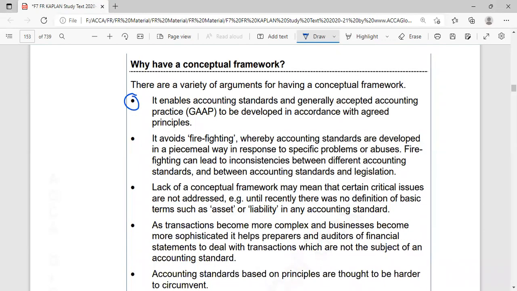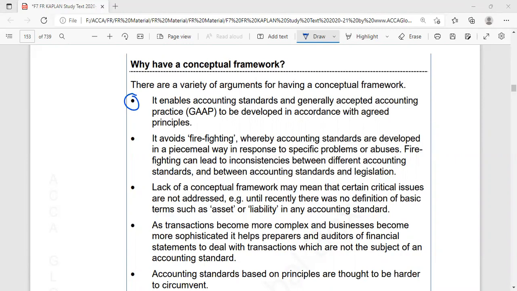So first, why do we have the conceptual framework? It enables accounting standards and generally accepted accounting practices to be developed in accordance with agreed principles. What is the main objective of the conceptual framework? The main objective is to standardize the accounting policies or accounting principles which are used while preparing the financial statements.